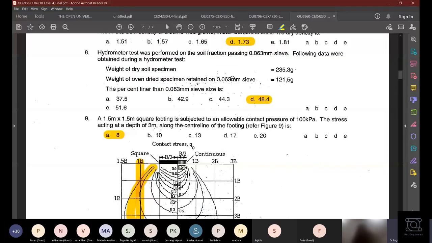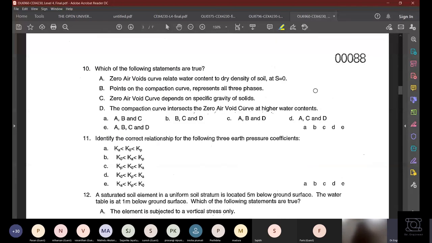Next one, question number 10. Which of the following statements are true? Zero air void curve relates water content to dry density of the soil when S equals 0. No, when S equals 1, when it is fully saturated, right? So A is a false statement. B, a point on the compaction curve represents all three phases. That is right. Zero air void curve depends on specific gravity of the soil. That is also correct. The compaction curve intersects the zero air void curve at higher water content, that is false. So B and C are correct, right? Only B and C are correct. So no answer in the MCQs, right?